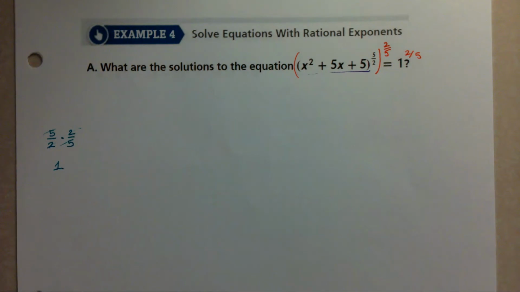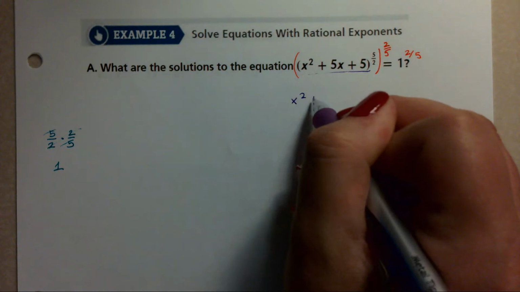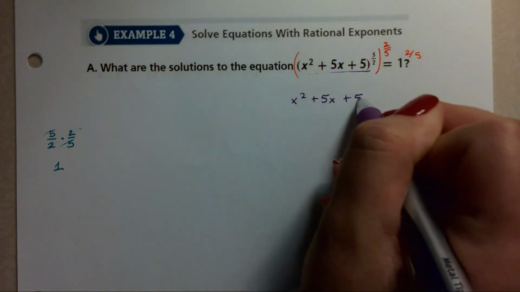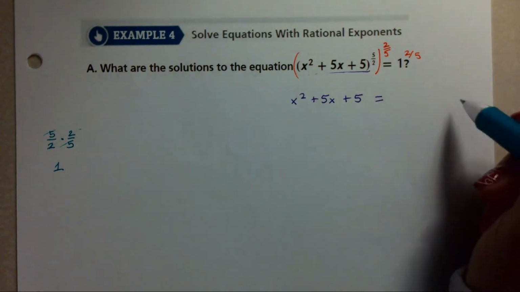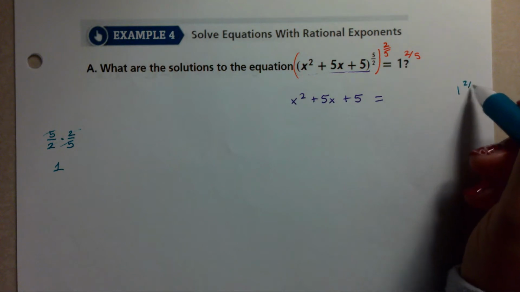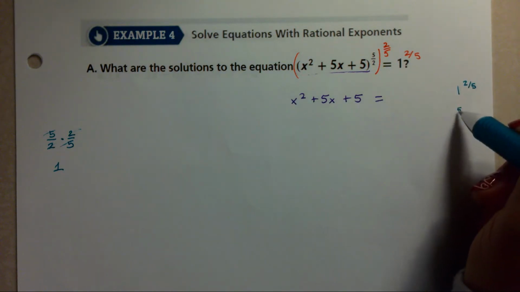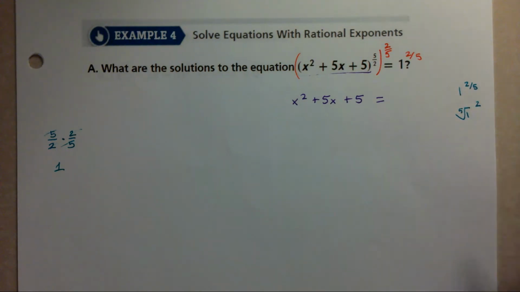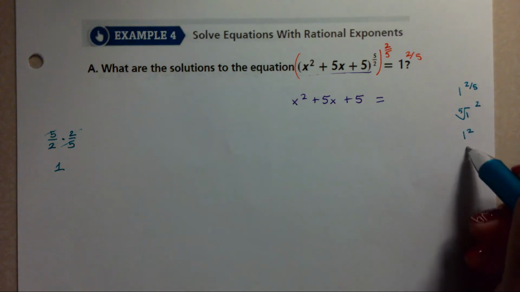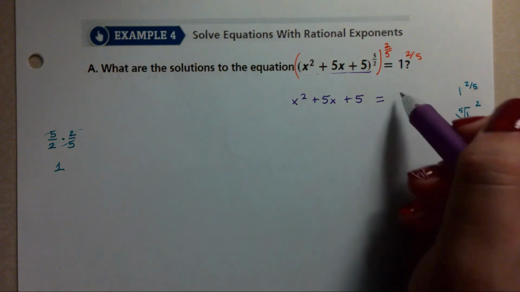Okay? So on the left-hand side of my equation now, I just have x squared plus 5x plus 5. And on the right-hand side, I'm starting with a really simple number here, 1 to the 2/5 power, which is the 5th root of 1 squared. Well, the 5th root of 1 is just 1, squared is 1. So this number over here on the right is just 1.